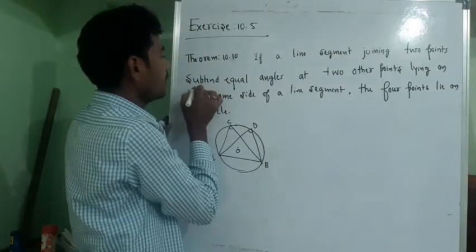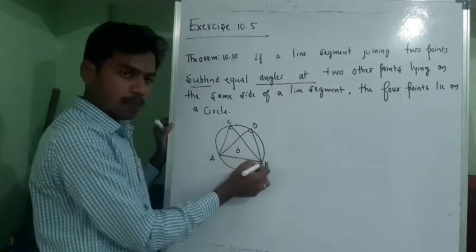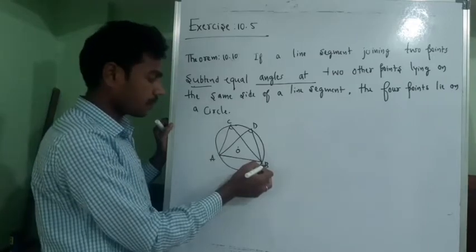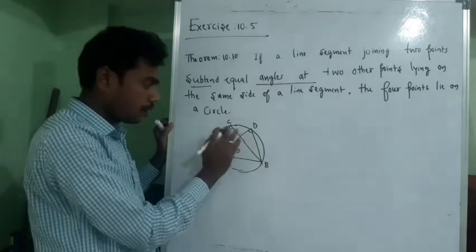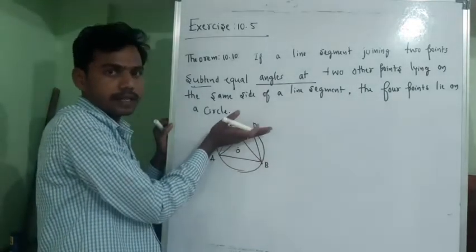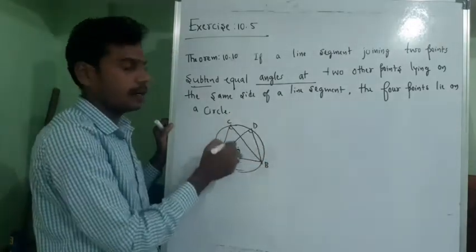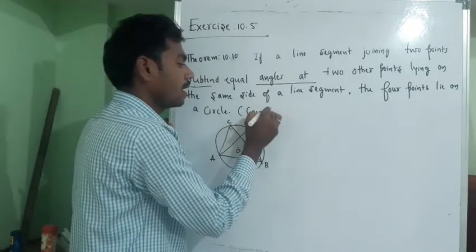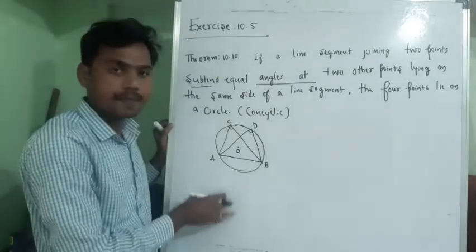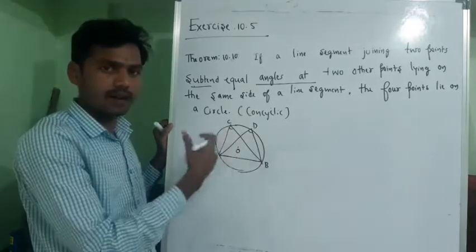So if a line segment joining 2 points subtends equal angles at 2 other points lying on the same side of the line segment, then all the 4 points lie on a circle. What does it mean? They are concyclic. It means all the points lie on the circle. All the 4 points lie on a circle, then we call it concyclic.